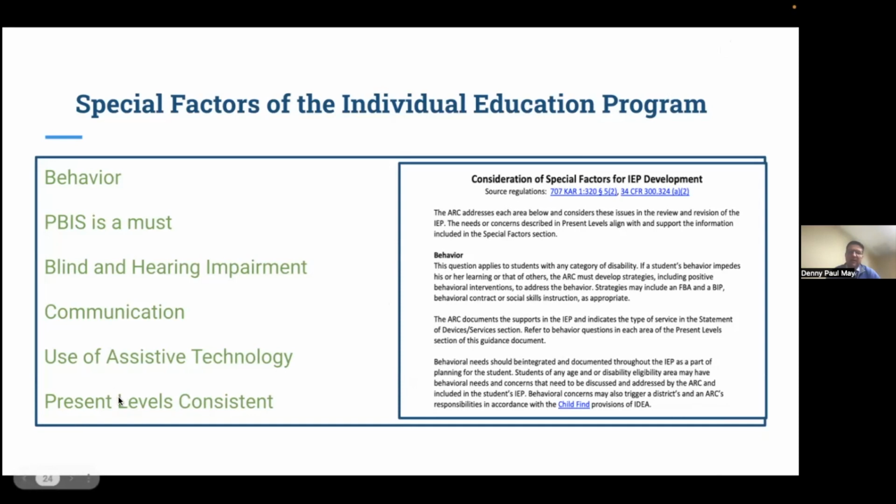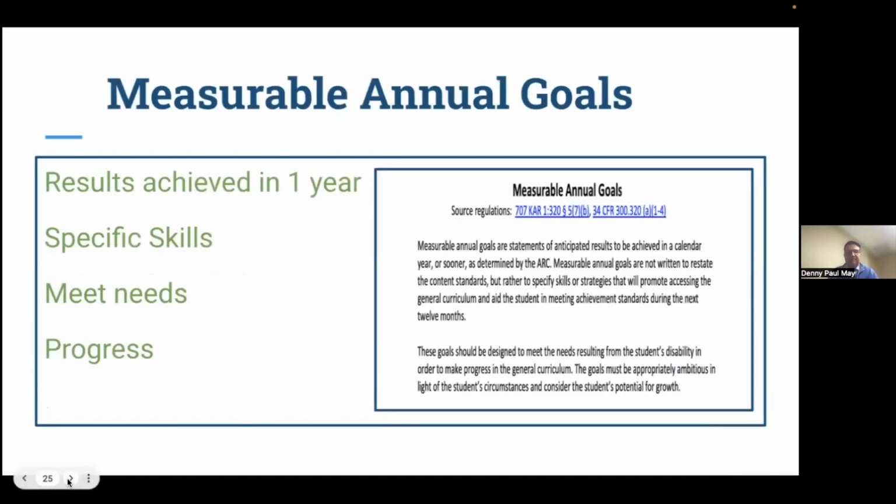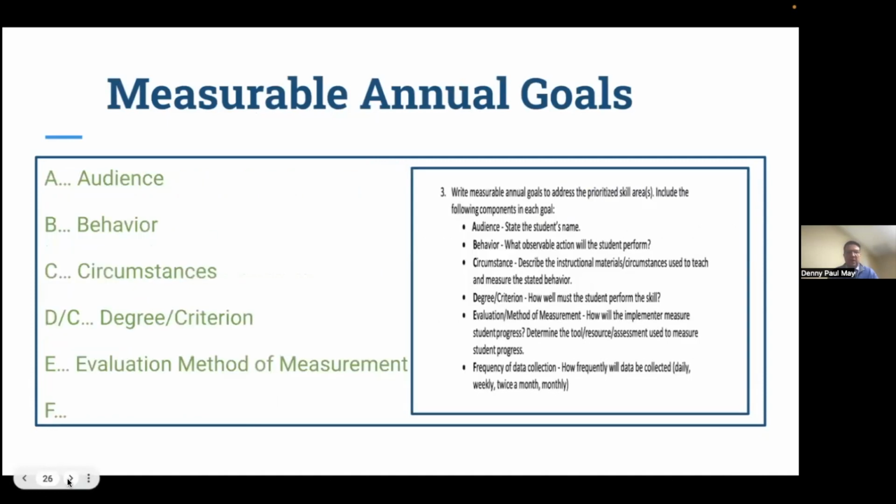And we just want to see present level consistency here. If you mention this or raise this and it needs to be addressed as a special factor, there needs to be consistency between the two areas. So we're always looking at the present level and how it impacts goals, how it impacts special factors. And so, the guidance document's pretty clear about the goals. Here's the pieces. Audience, behavior, circumstance, degree, criteria, evaluation method, measurement, and frequency of data collection.